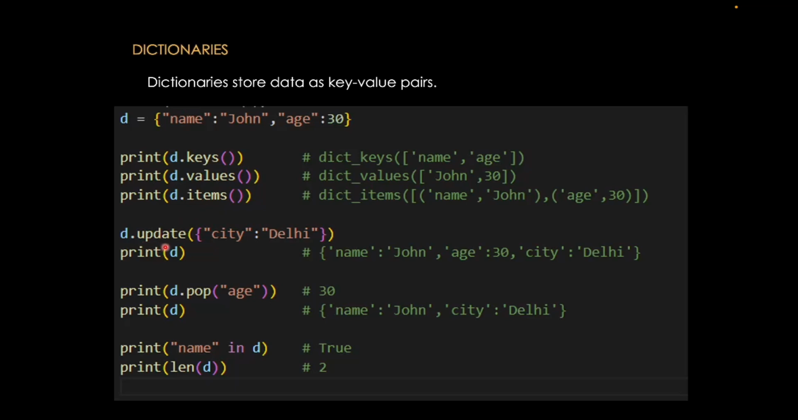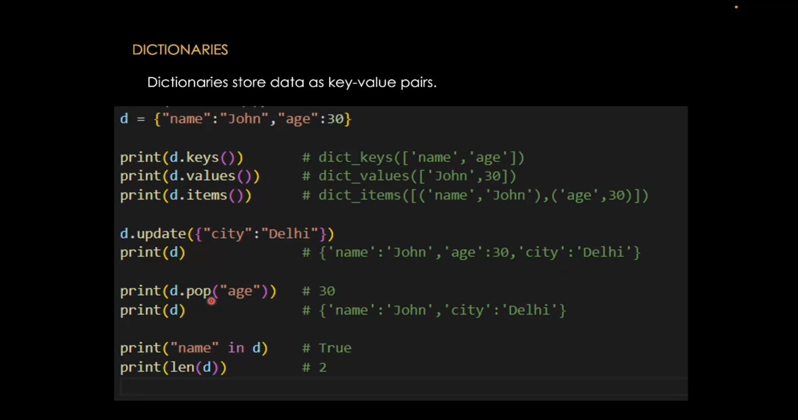If we want to update any key, we can use update. We can say city Delhi. Now it will have another item, city Delhi. Earlier there were only 2 items. Now a 3rd item is added.